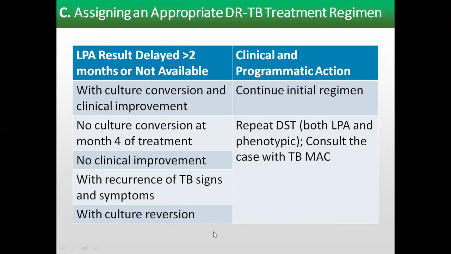Pero if there is no culture conversion at month 4 of treatment and wala ring clinical improvement, and nagkaroon pa ng recurrence ng TB signs and symptoms with culture reversion, meaning nag-negative na siya before tapos biglang nag-positive ulit, then we repeat our drug susceptibility testing, DST, both LPA and phenotypic DST, and consult the case with TB-MAC. So TB-MAC will help you decide if you continue the initial regimen or you wait na lang sa result ng repeat DST.